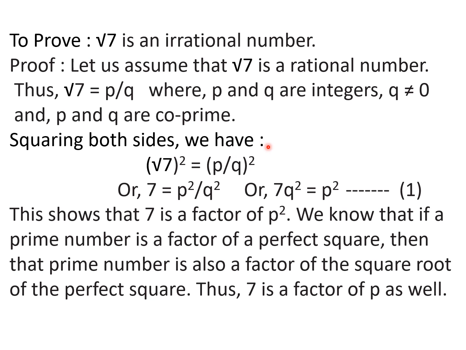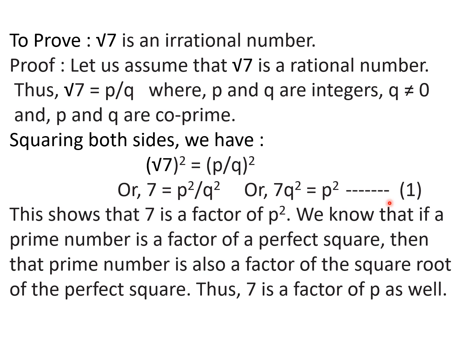So squaring both sides, we have under root 7 whole square is equal to P upon Q whole square. So square cancels out the under root sign. 7 is equal to P square upon Q square. Q square is in the denominator, so cross multiplication, 7Q square is equal to P square. We give this equation number 1.